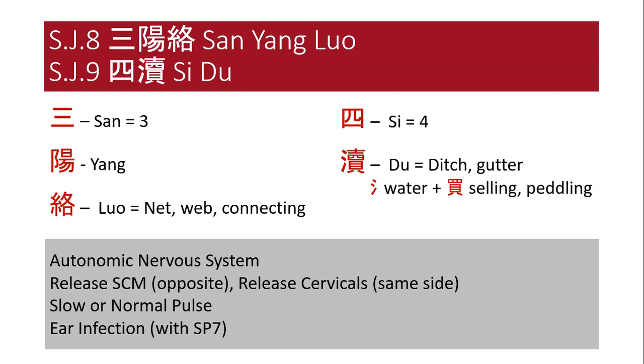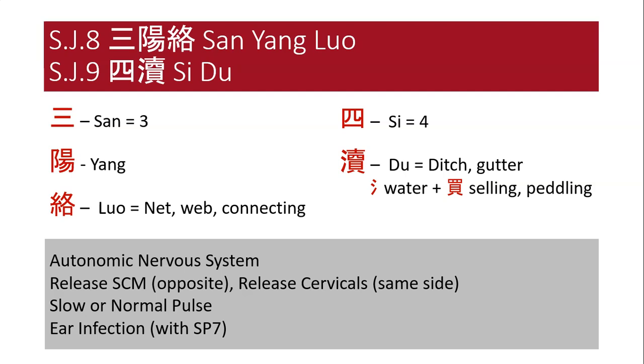If you slide your finger lightly from the wrist up the Sanjiao channel, you will stop at Sanjiao 8. It just stops there. There's a little hole there, and that's the point. It is about a third down from the elbow. It's a great point for the autonomic nervous system. So the buzzword here is autonomic nervous system and releasing the SCM.